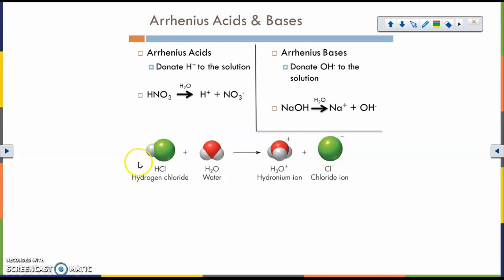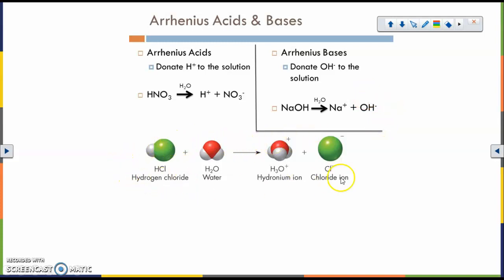If you look at this example here, as you can see, nitric acid donates a hydrogen ion to solution. An Arrhenius base, on the other hand, donates hydroxide, which is a polyatomic ion, to the solution. And as you can see, sodium hydroxide dissociates into the sodium and the hydroxide ions.